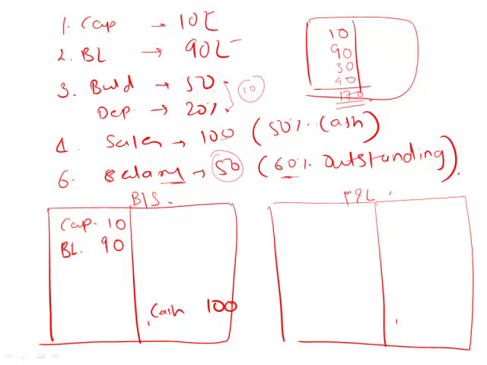Now building 50. Though there is a depreciation that would come at a later stage, as of now the entire building I would show on the asset side. Second effect, I will reduce cash by 50.